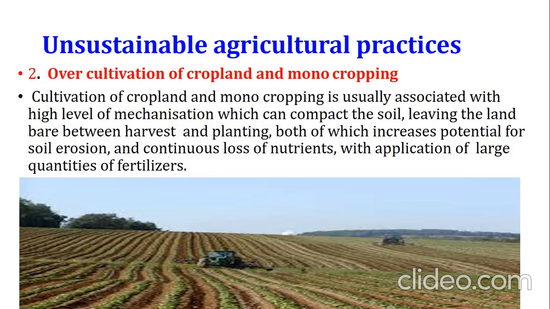The second unsustainable agricultural practice is the over-cultivation of cropland and monocropping. Cultivation of cropland and monocropping is usually associated with a high level of mechanization, which can compact the soil, leaving the land bare between the harvest and planting, both of which increase the potential for soil erosion and continuous loss of nutrients with application of large quantities of the fertilizer.